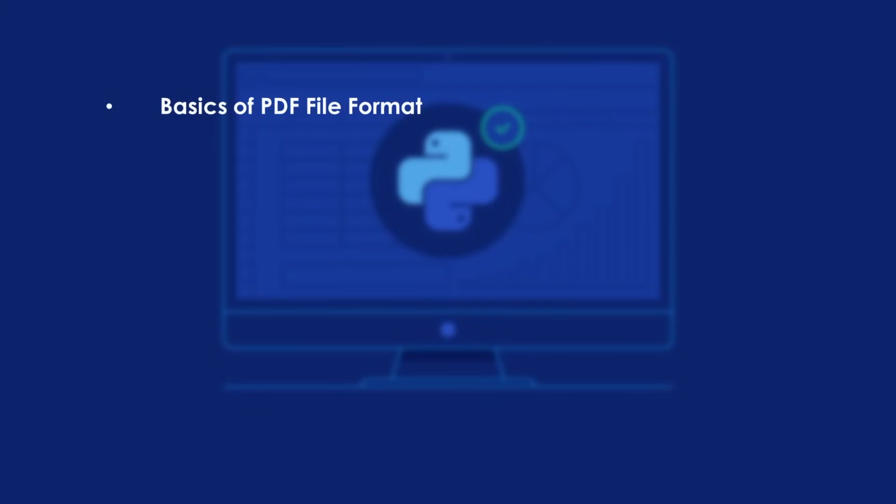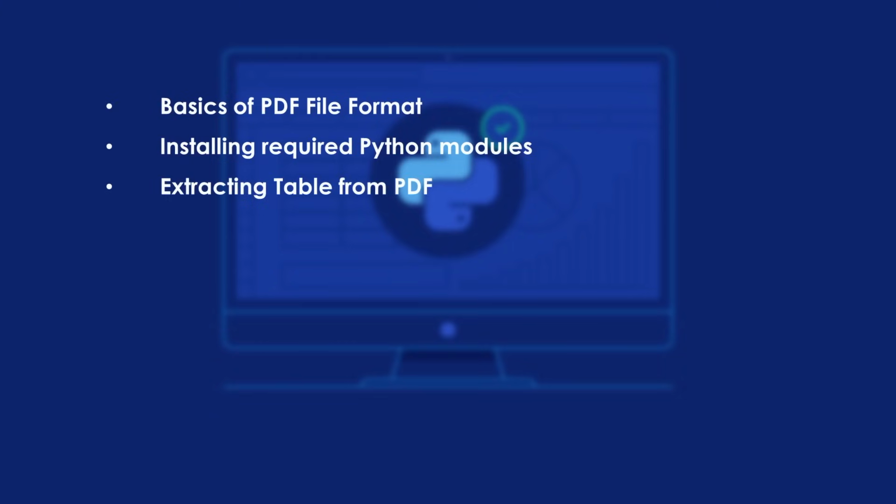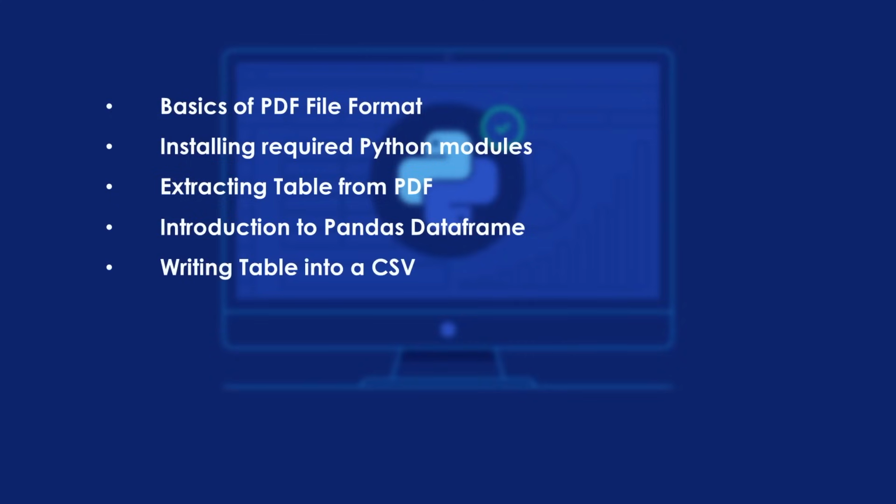In this section, we'll start with the basics of the PDF file format. Then we'll learn how to install the required Python modules for extracting from the PDF. Then we'll actually do the coding part to extract a table from a PDF. Then finally, we'll learn a bit about the Pandas data frame, and then use the Pandas data frame to write the table that we just extracted into a CSV file.